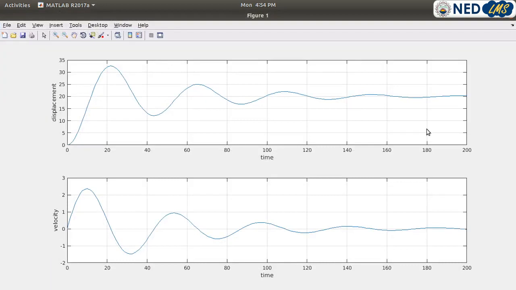As evident from the plot, this system will come to rest as the velocity is zero after some time, maintaining a constant displacement which is 20 units from its reference. You can also observe here that it is very difficult to predict the type of response which we have learned in theory lectures just by looking at the values of M, B and K.